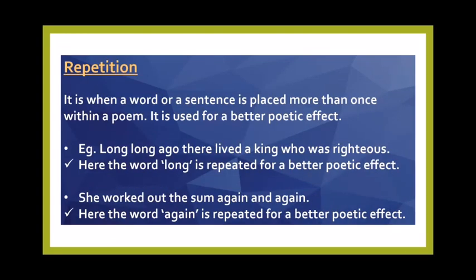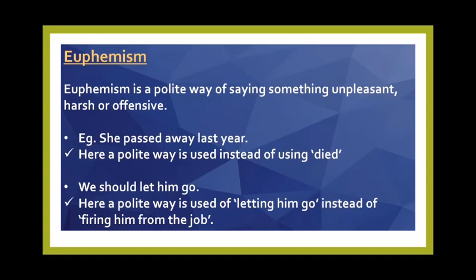Next is repetition. It is when a word or a sentence is placed more than once within a poem. It is used for a better poetic effect. So in alliteration we had sound of consonant letters being repeated. Now in this we have words being repeated. Let's see the example. Long, long ago, there lived a king who was righteous. So by reading itself you can see the word long is repeated for a better poetic effect. Next, she worked out the sum again and again. So here we have the word again repeated for a better poetic effect. So both these sentences are having repetition.